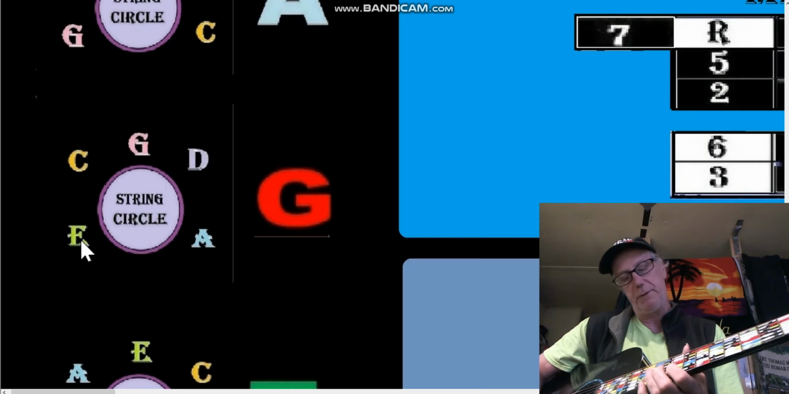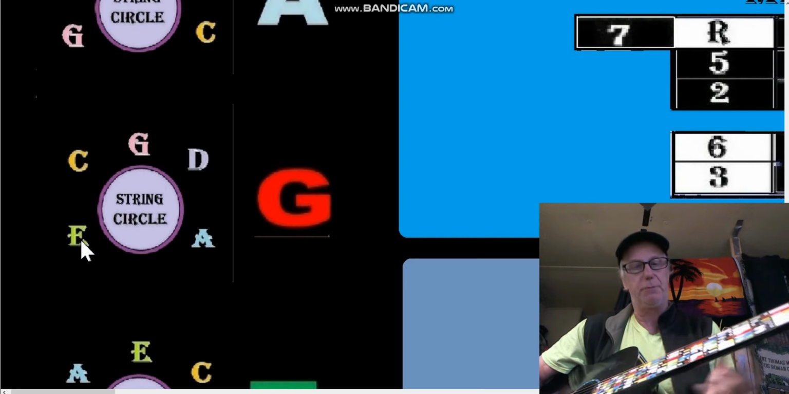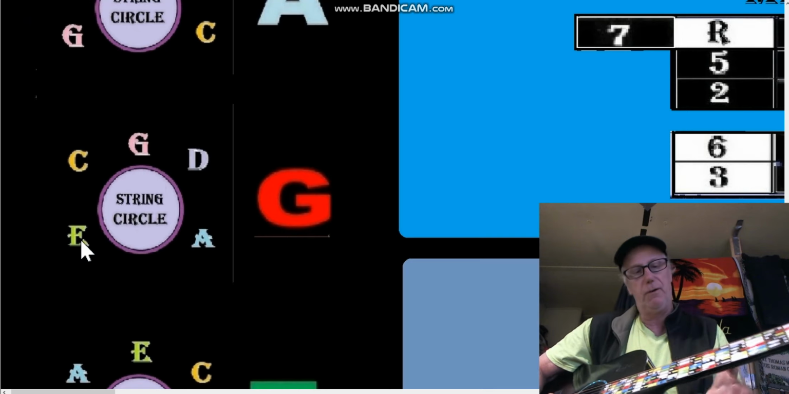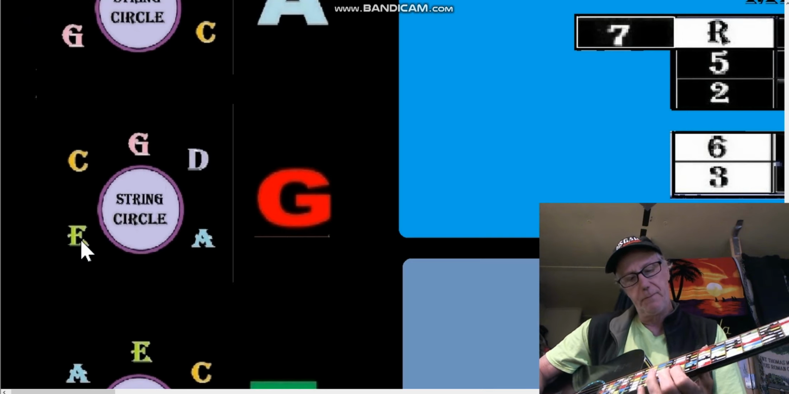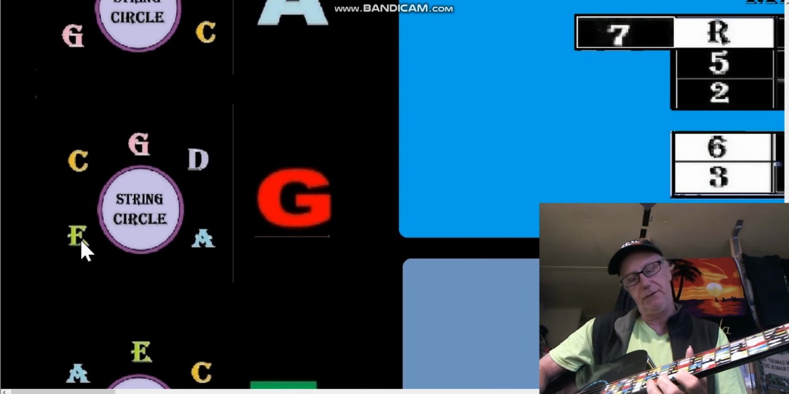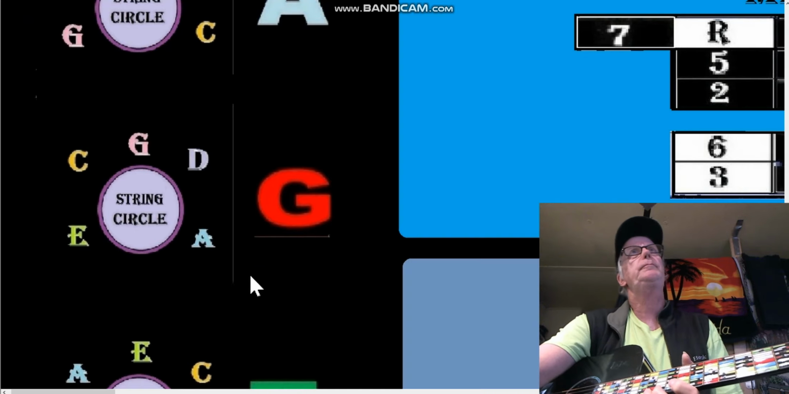Then we're going to warp up the C string shape again. These 2 shapes are aliased half whole, and then back to the G, 6, 7 root. The E string shape.